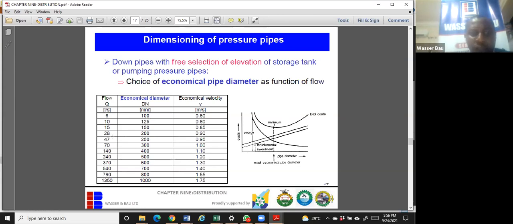So here, if you're doing your design and you establish this table, all you need to be doing is looking at the flow. Once the flow is between 6 and 10, you choose 25. Once the flow is less than 6, you choose 100. Once the flow is between 10 and 15 liters per second, a 150 mm pipe is enough. When the flow is less than 28, a 200 mm pipe. Once the flow is less than 47, a 250 mm pipe, and so on and so forth. So this can also work.